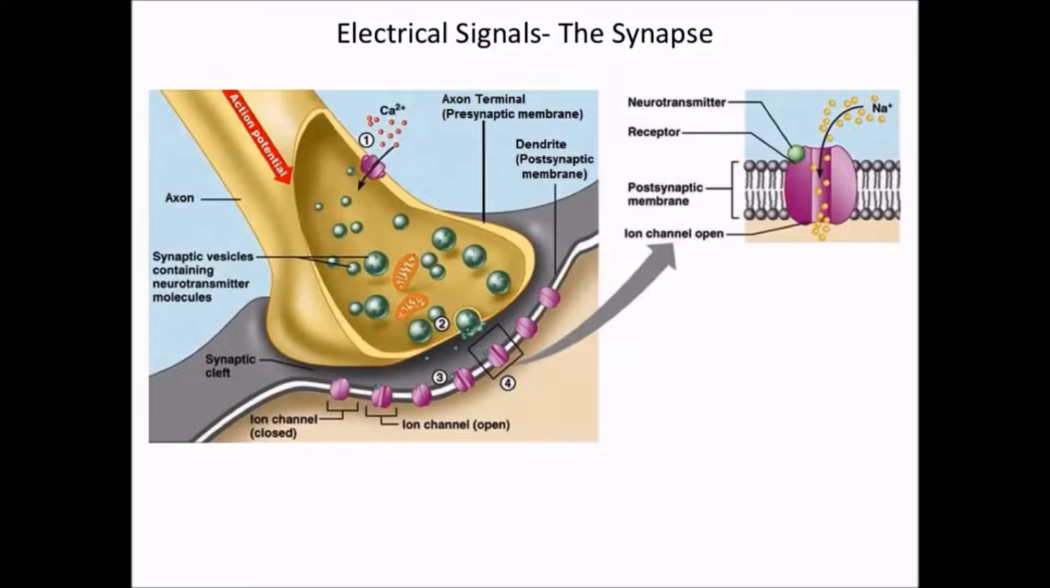That neurotransmitter will then bind to a chemical-gated sodium ion channel on the dendrite of the adjacent neuron. So what happens is when this chemical-gated sodium ion channel is open, sodium ions are allowed to diffuse into or across the dendrite's membrane. It's the diffusion of sodium ions across this membrane which generates a graded potential.